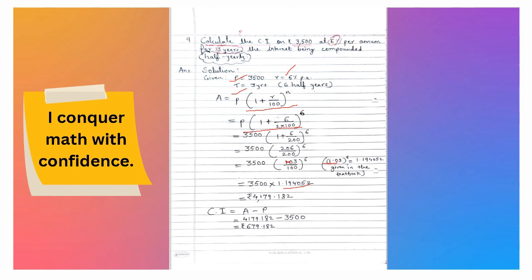I have done this multiplication. So what answer I got? 4179.182. Now CI, compound interest, you have to find out. So compound interest formula, you know, A minus P. So the amount you have, from that you subtract 3,500, that is your principal, and you get rupees 679.182.